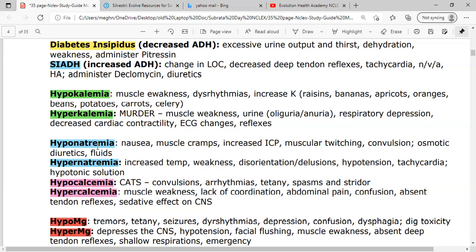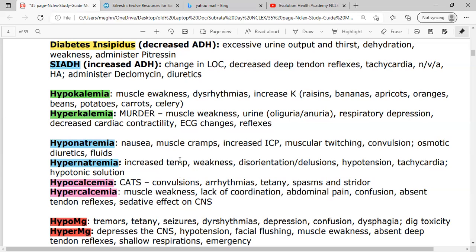Hyponatremia. Patient presents with nausea, muscle cramp, increased intracranial pressure, muscle twitching, convulsion, and we give osmotic diuretics. Also fluid. Hyponatremia, sodium goes down. Hypernatremia, sodium goes up.